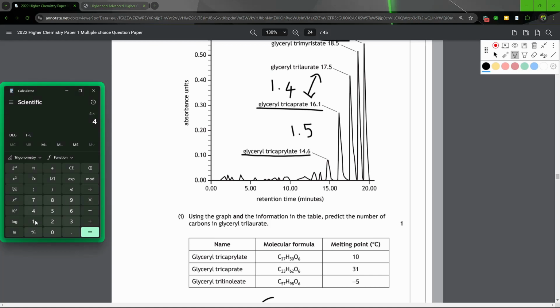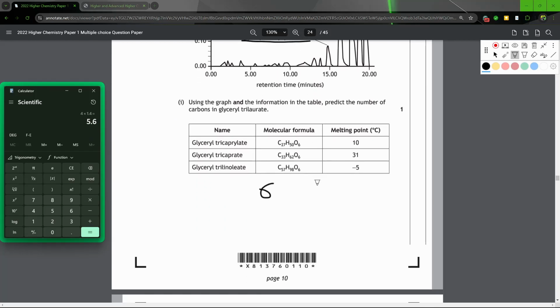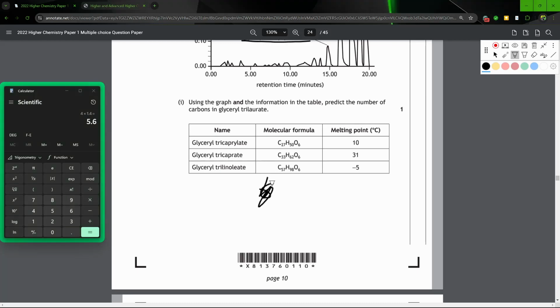Going to times 1.4 by thing, we're going to get plus 6 rounding up. So that means we add 6 carbon atoms to 33. We're going to get 39. So I'm going to say 39 carbon atoms.